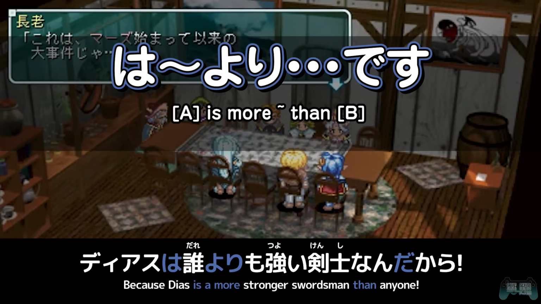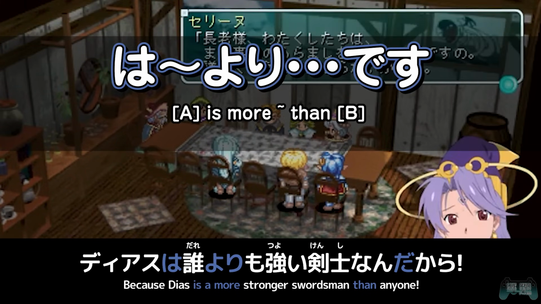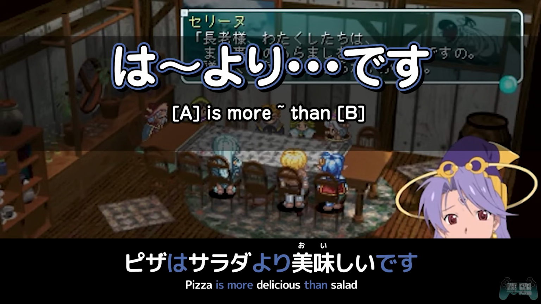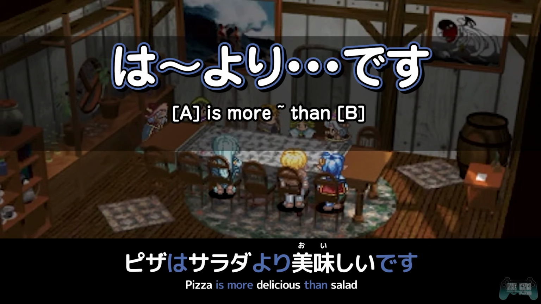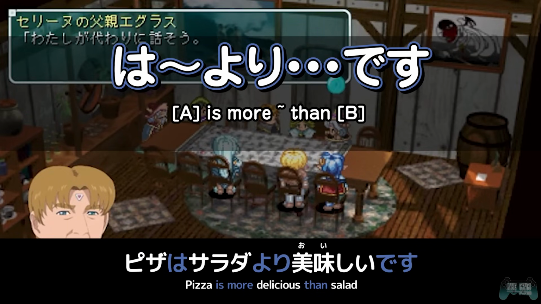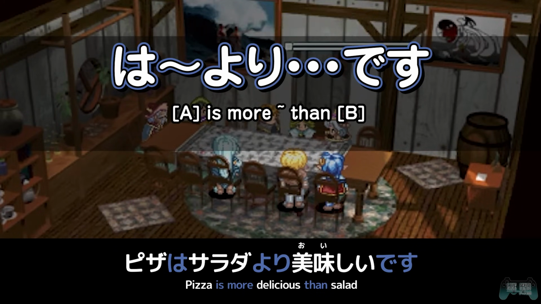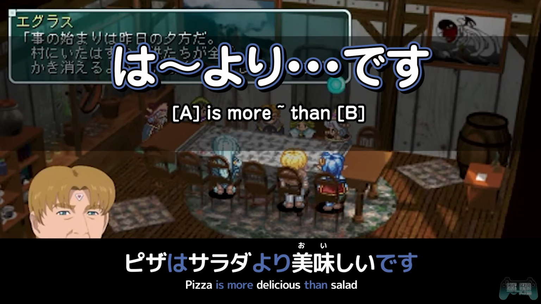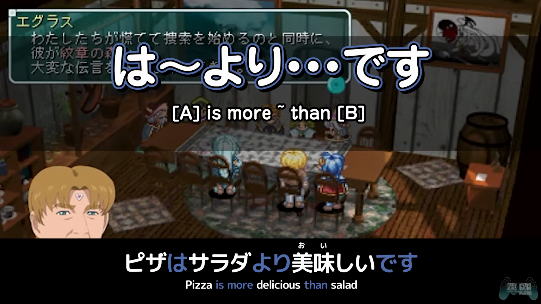This next grammar point is used to show when one subject is more something than the other. For example, pizza is more delicious than salad. You could say pizza wa sarada yori oishii. So the topic of what you're talking about is set with the wa particle, pizza wa, and then the yori is following the thing that you are comparing to, here being sarada, sarada yori. And then after yori comes the adjective, so how you're actually comparing these two things, here being oishii for delicious. So pizza wa sarada yori oishii.